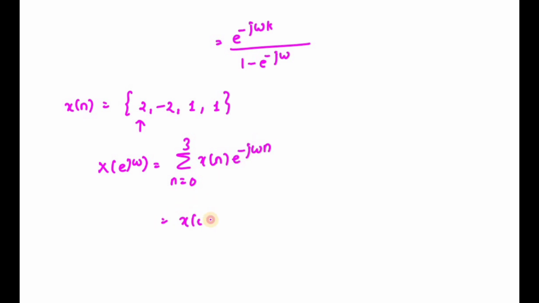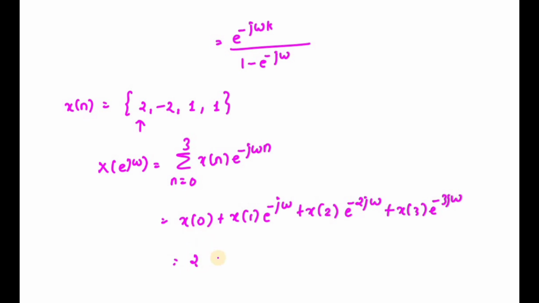So if I substitute, I will get x of 0 into e power 0, which is 1, plus x of 1 into e power minus j omega plus x of 2 into e power minus 2j omega plus x of 3 into e power minus 3j omega. So what is the value of x of 0? It is 2 minus 2 e power minus j omega plus e power minus 2j omega plus e power minus 3j omega. So this is the value.